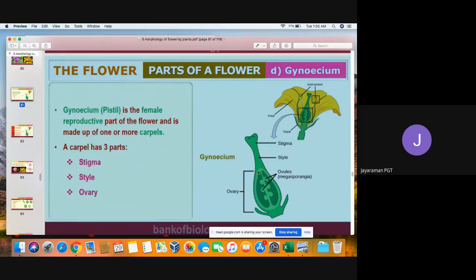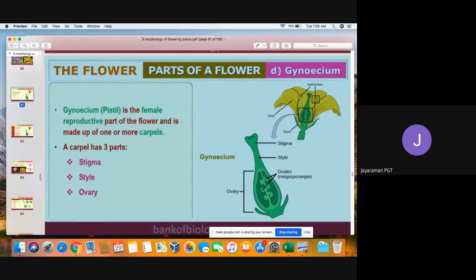This is the ovary part. You can see in the right side picture the ovary and style. The style can be small or long. The tip of the style is known as the stigma. The stigma's function is to receive the pollen grains, and the style's function is to pass the male gamete. Pollen grains germinate on the stigma and form a pollen tube which contains the male gamete. The male gamete passes into the ovary.